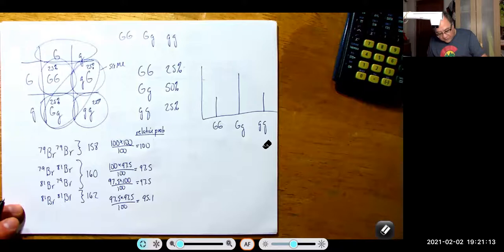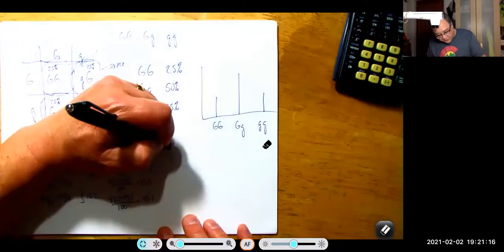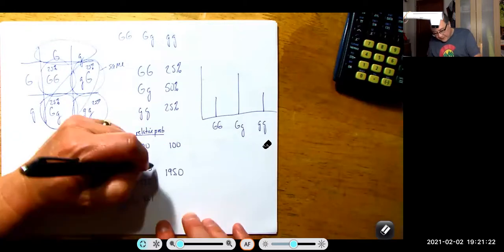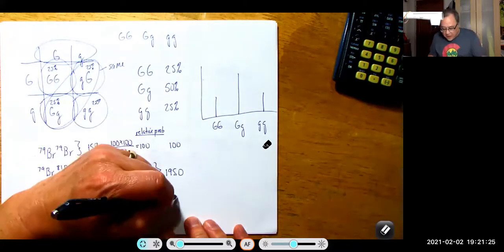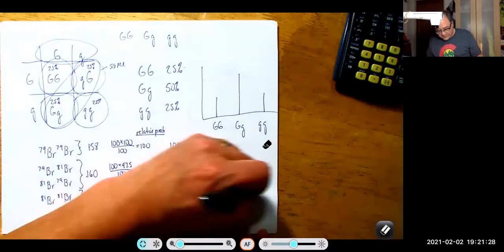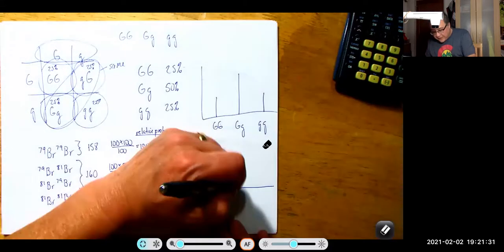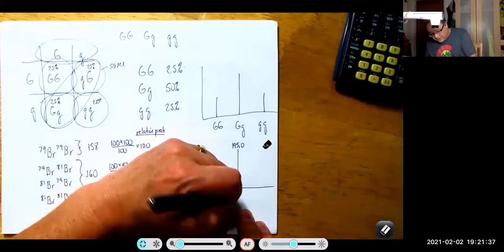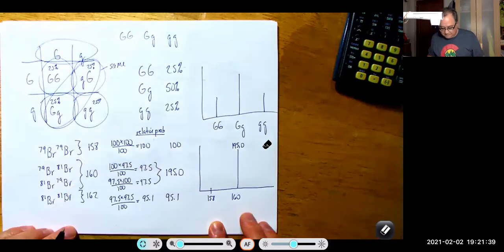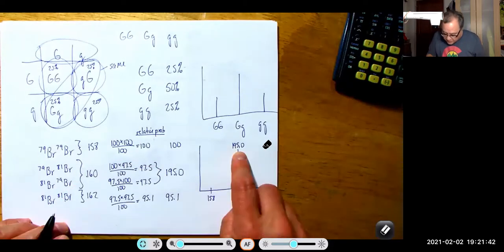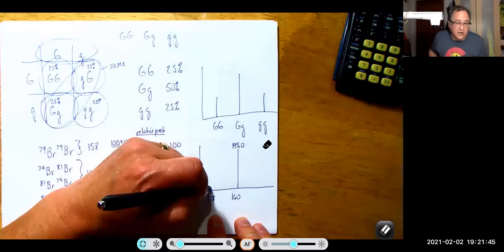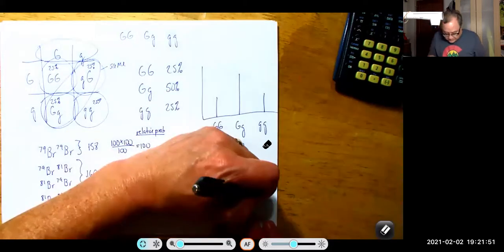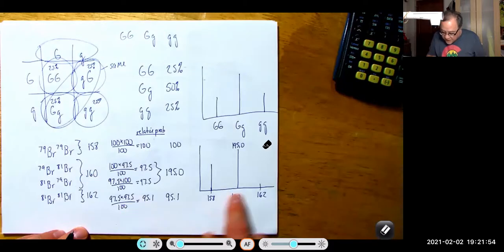So really, when we look at 158, we're looking at a 100. When we look at 160, we're looking at 195, because we're adding these two together. And here we're looking at 95.1. So let's plot these numbers. If this is 195, how big am I going to draw this 100 at 158? I'm going to draw this one about halfway up, but a little taller. How am I going to draw the 162? Well, 95 means not quite halfway.